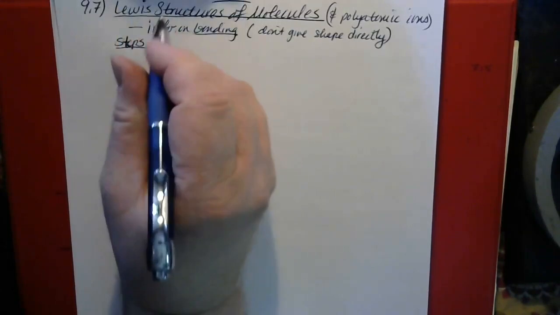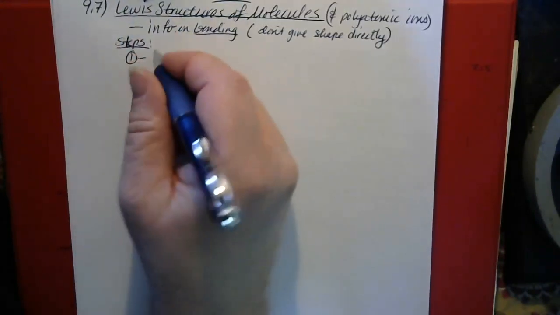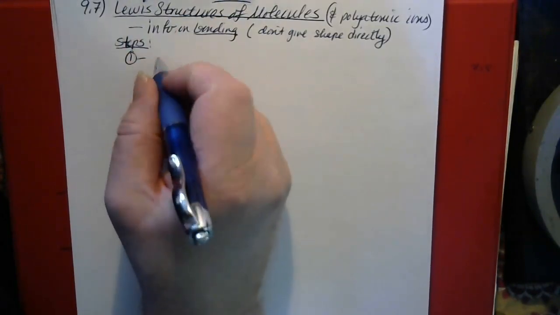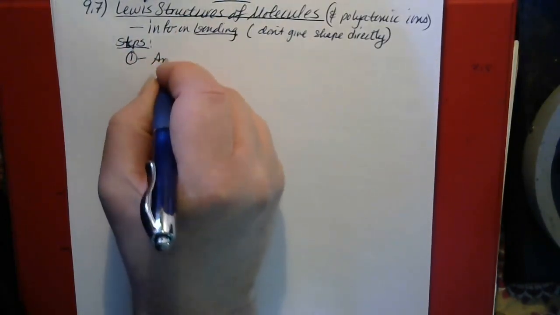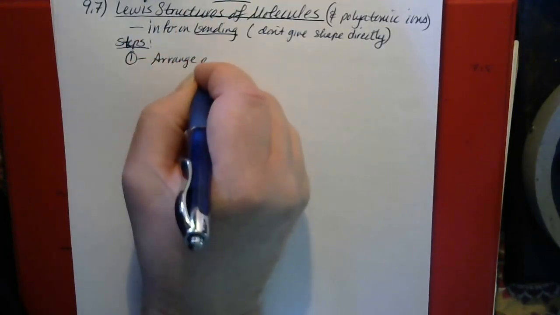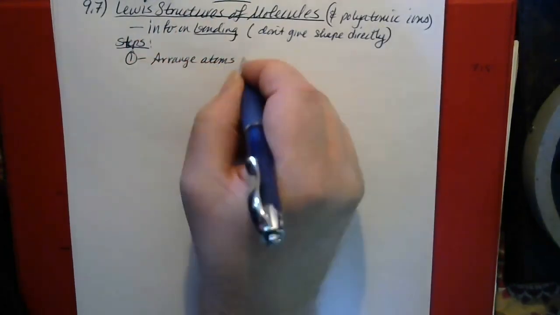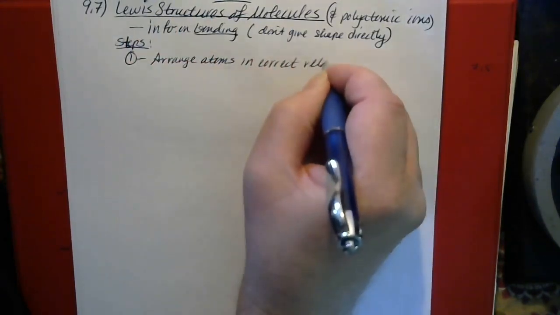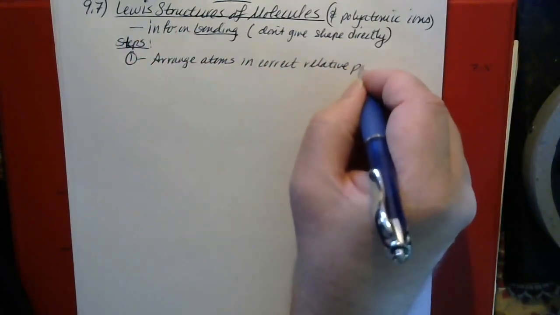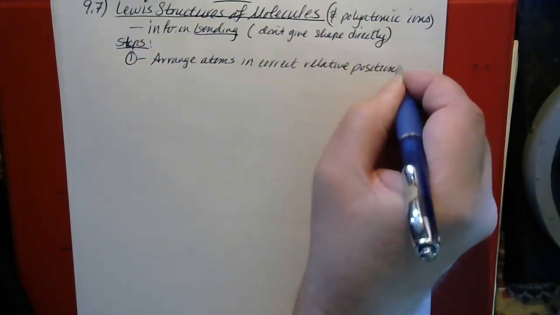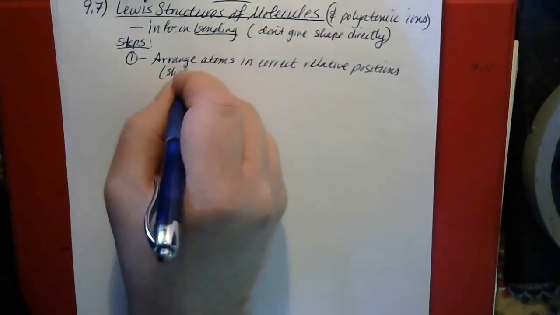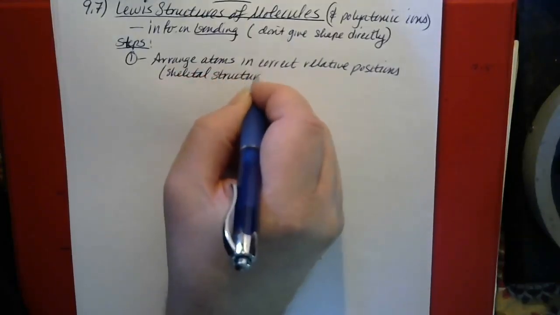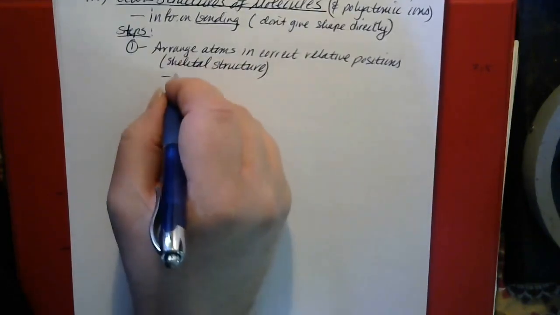So the steps, if you follow these steps in order, you should be okay, at least with anything that we encounter in this class. First of all, arrange the atoms in the correct skeletal structure. That's the correct relative positions. So again, this is the skeletal structure.